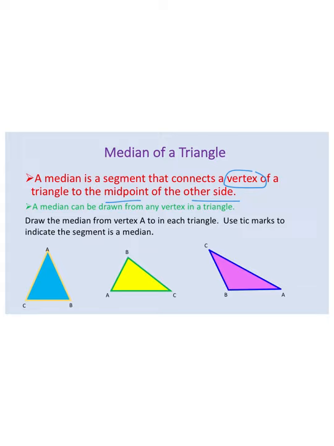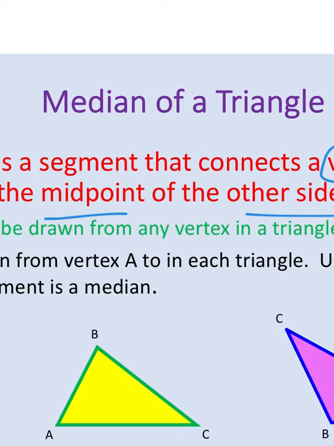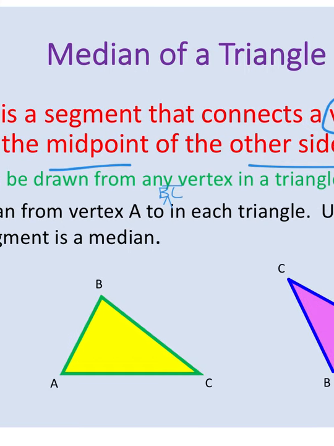So what we're going to do is draw the median from vertex A to side BC in each triangle. So let's add that in here. It's to BC in each triangle. And then we're going to use tick marks to indicate that it is a median.